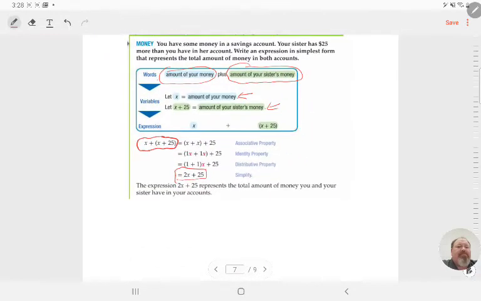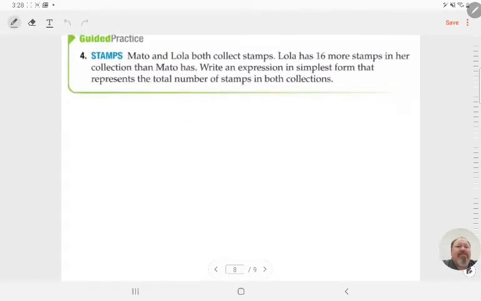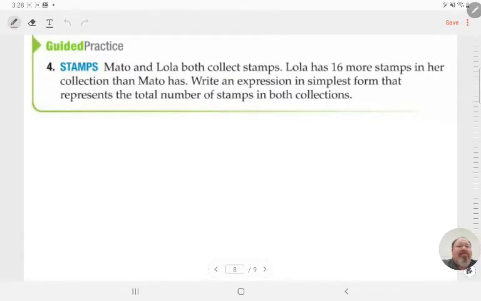Okay? Let's look at that as an example for you to work. So we have Mato and Lola both collect stamps. Lola has 16 more stamps in her collection than Mato has. Write an expression in simplest form that represents the total number of stamps in both collections. Well, I can say Mato has X amount of stamps, and Lola has X plus 16, since it's 16 more stamps.